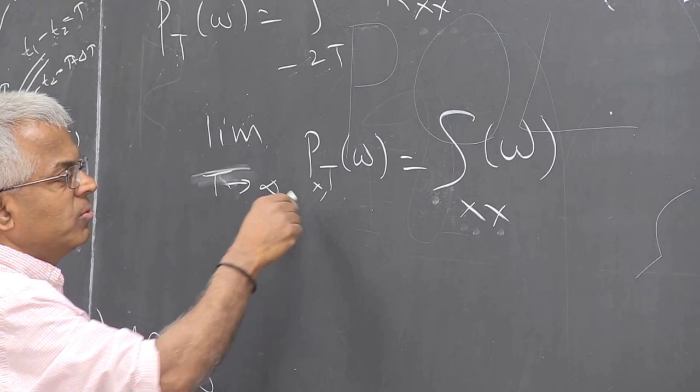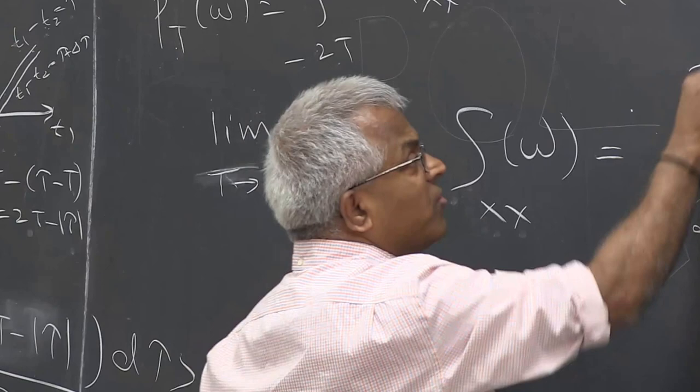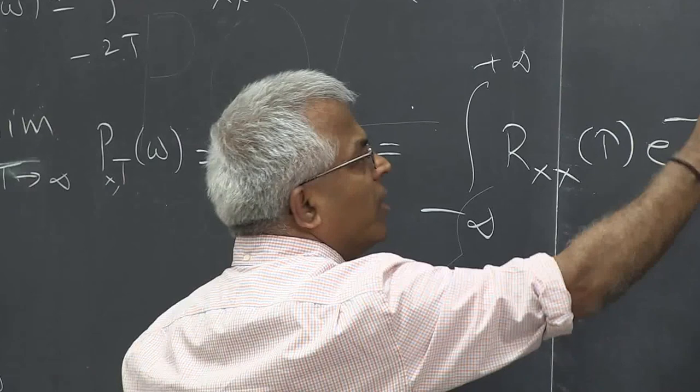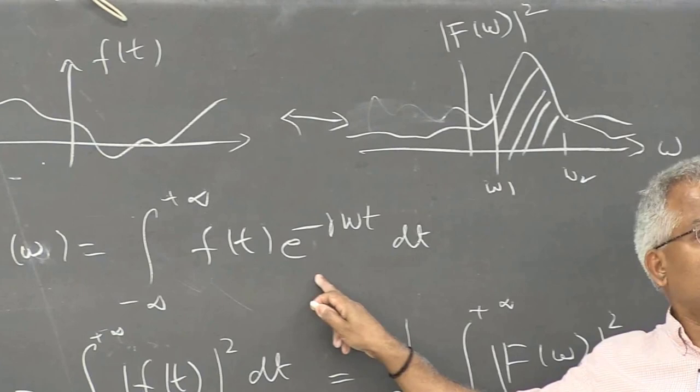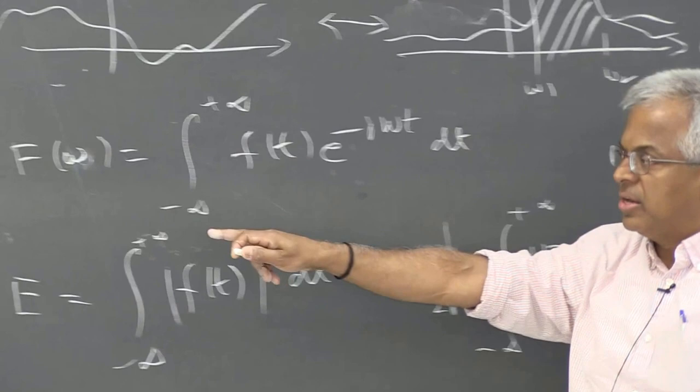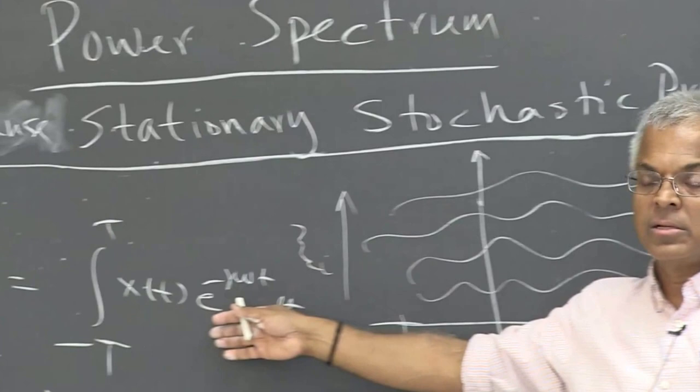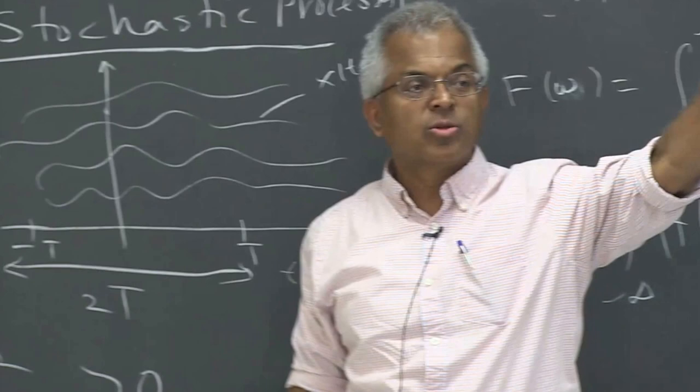Look at the right side. This becomes the integral from minus infinity to plus infinity of R_xx(tau) e raised to minus j omega tau d tau. But this is non-negative. Of course that's the Fourier transform, and that expression and this expression are the same. But we did not start with the Fourier transform; we started with something physical here. But it ultimately led to the Fourier transform of the autocorrelation function. So now you can see another significance of the autocorrelation function.